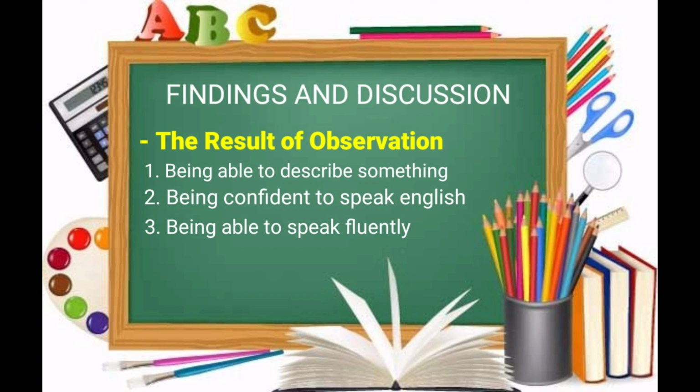Based on the result of observation of learning in the field and analysis of the learning process plan document, the use of describing picture in the first year of High School Al-Azhar Bandung Lampung ran well and interactively. Learning indicators developed include being able to describe something, being confident to speak English, and being able to speak fluently. The materials presented in learning were how to describe something by looking at the picture, with various pictures to support the material.